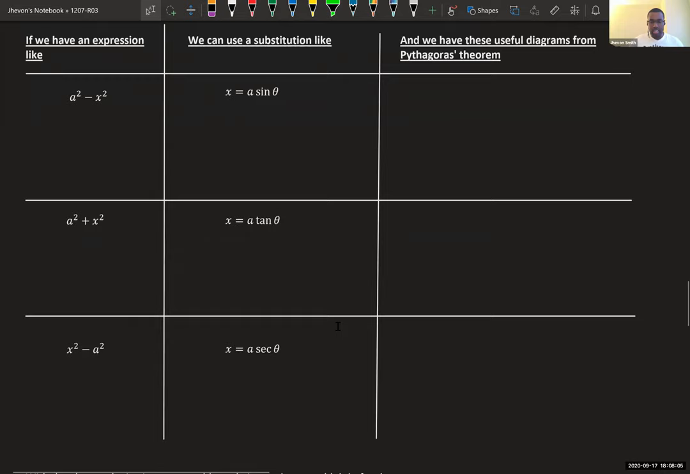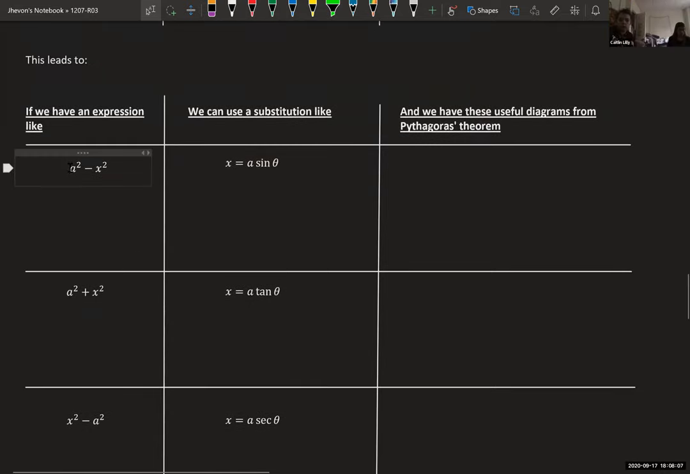That suggests a substitution. Whenever I see something like a squared minus x squared, or a squared plus x squared, or x squared minus a squared, I can think of my x in a very specific way. I can think of my x as if it were a trig function, right?